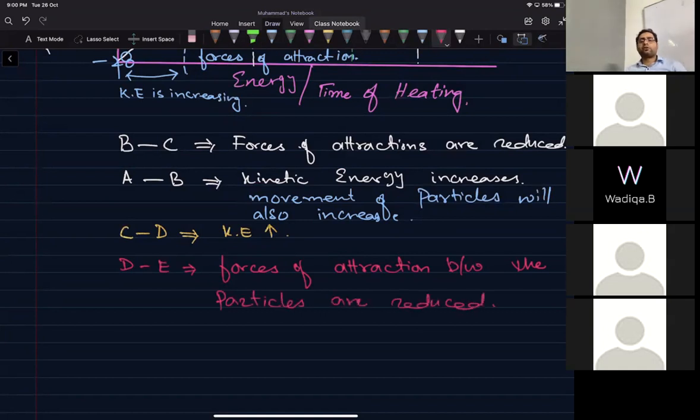So these things must be on your fingertips when you are going to solve the paper or solve the questions. When temperature increases, it indicates kinetic energy is increasing. When the temperature is constant, it indicates forces of attraction are being reduced. When kinetic energy increases, movement of particles will also increase. So kinetic energy and movement have a direct relation. If kinetic energy is constant, it means the movement will remain constant.